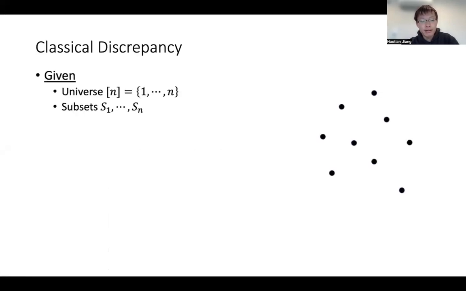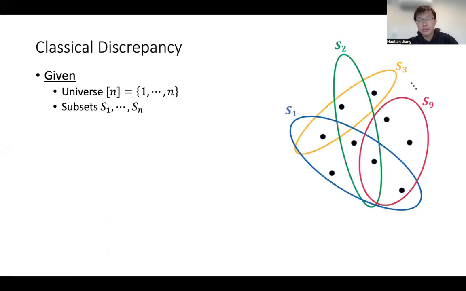Okay, so let's start with the classical discrepancy problem. In this problem, we are given a universe of n elements and subsets S1 to Sn. Here, I'm assuming that the number of subsets is equal to the number of elements in the universe, which turns out to be the most interesting case.